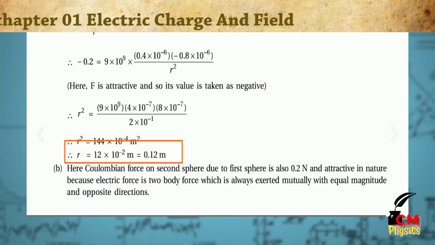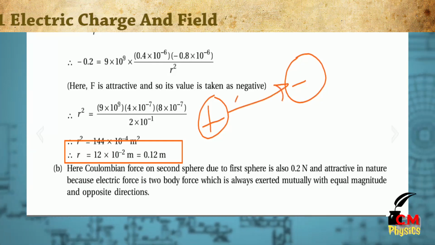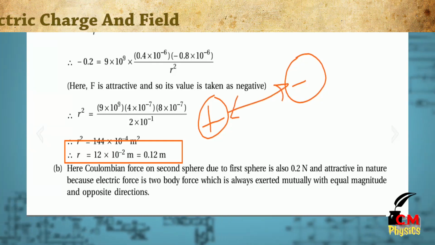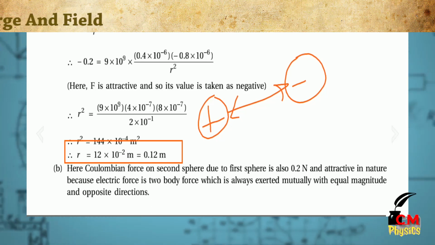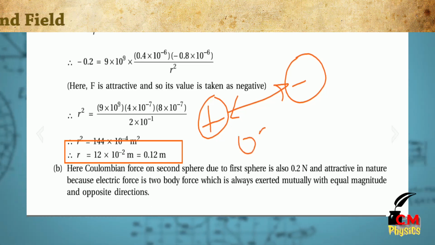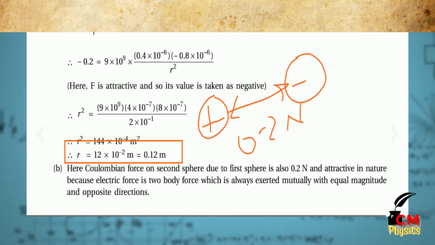Here, one charge is positive and the other charge is negative. The force between them is attractive. Positive attracts negative and negative attracts positive. Both have the same magnitude. How much? 0.2 Newton. Therefore, this is the solution of the second part of the question.